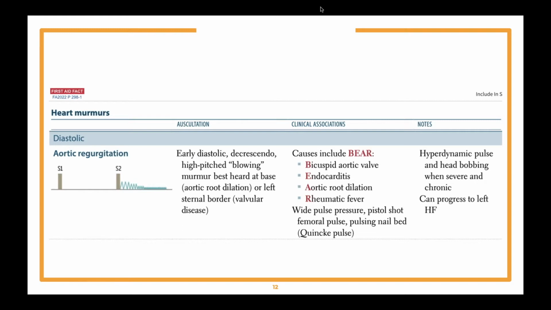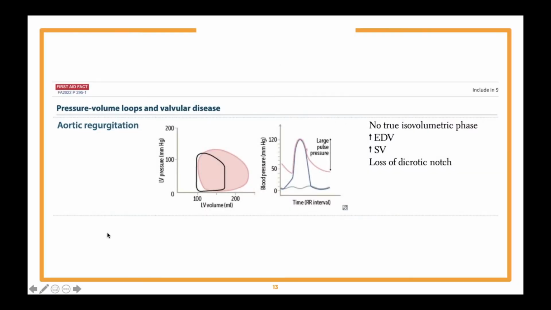Now, if we take a look at the next slide, this is looking at the pressure volume changes that happen in aortic regurgitation. And you can see there that the end diastolic volume is increased. That's because when you have a bad aortic valve, blood from the aorta can flow back into the left ventricle through that bad aortic valve.